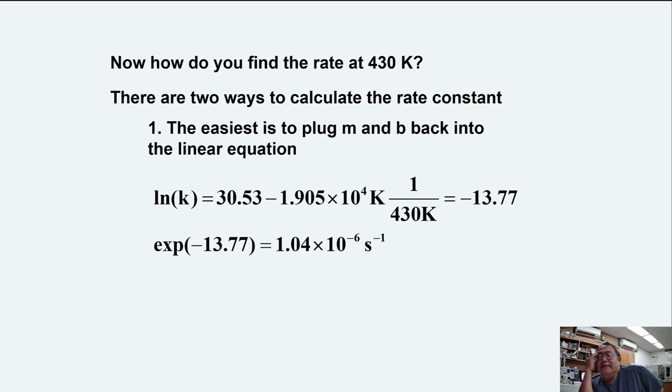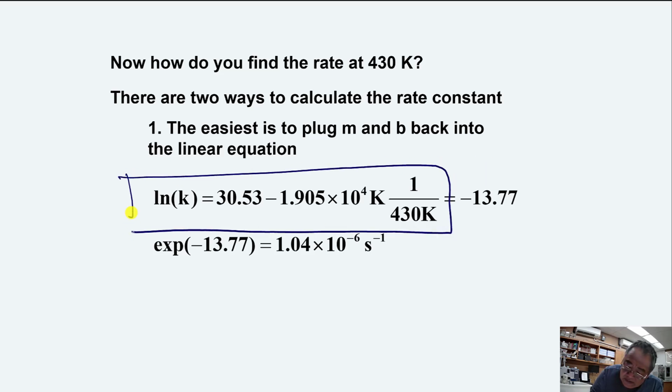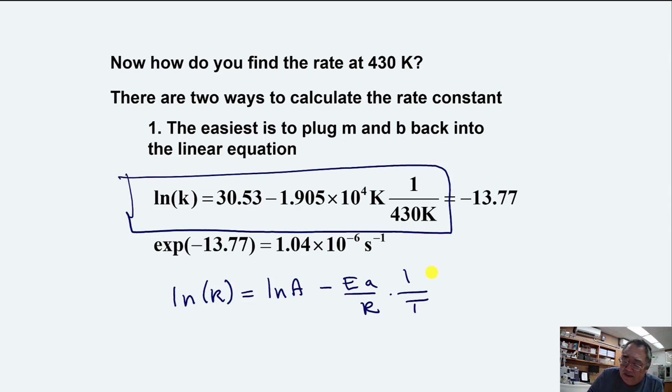So let's say you wanted to find the rate constant at a different temperature. How would you do that? Well, in order to do that, you know that your equation looks like this. Why do you know your equation looks like that? Because in the graph, I know ln of k is equal to ln of A minus EA over R times 1 over T. That's just the Arrhenius equation.